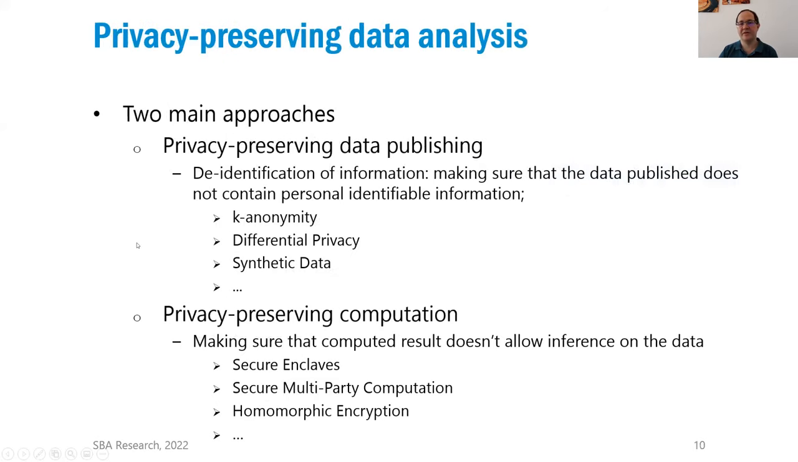Now, if you want to still do some data analysis on this data, but without being able to reveal information about who the people inside are, and maybe not revealing attributes and membership, then in principle there are two main approaches that you can take. The first one is mostly referred to as privacy preserving data publishing. That basically means I'm doing a de-identification of the information, making sure that the data that I'm publishing does not really contain the information that I can use to re-identify or to do other inference. And we'll talk today briefly about these approaches: k-anonymity, a bit about differential privacy, and also synthetic data generation as one of the most recent approaches here.